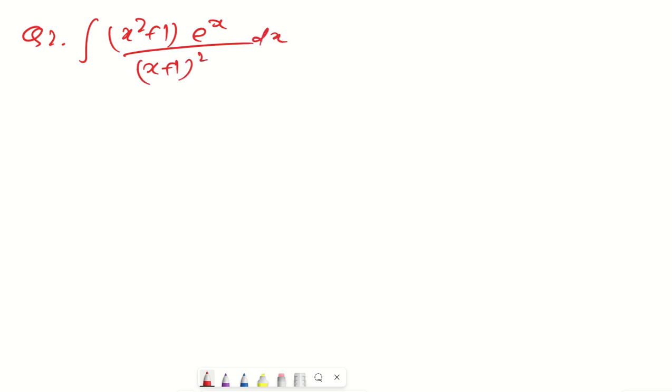The question is the integration of (x square plus 1) e to the power x divided by (x plus 1) whole square dx. What shall we do in this? What we can do is try to solve this in such a form that it becomes e to the power x into f of x plus f dash x form, right? So this is what we want to do. Can we do this?